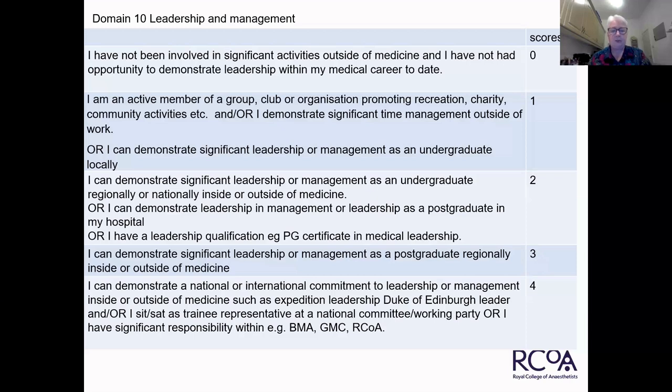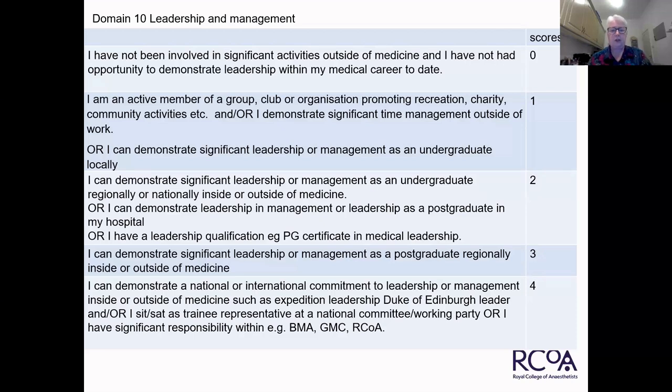So domain 10 is one of the domains where we were getting the most requests for reviews. And it's not surprising really, because obviously it's leadership and management and it might be outside of medicine, and you all do lots of interesting, exciting things, but it meant that it's sometimes quite difficult to score. So we've revised this criteria just to make it a bit clearer, we hope, so that you get more points as a postgraduate, and then more points as a postgraduate regionally and then nationally.